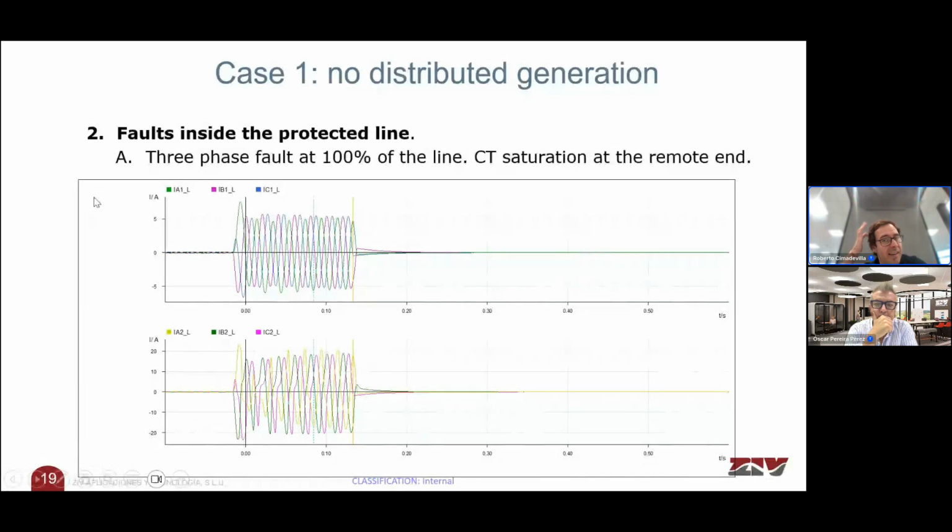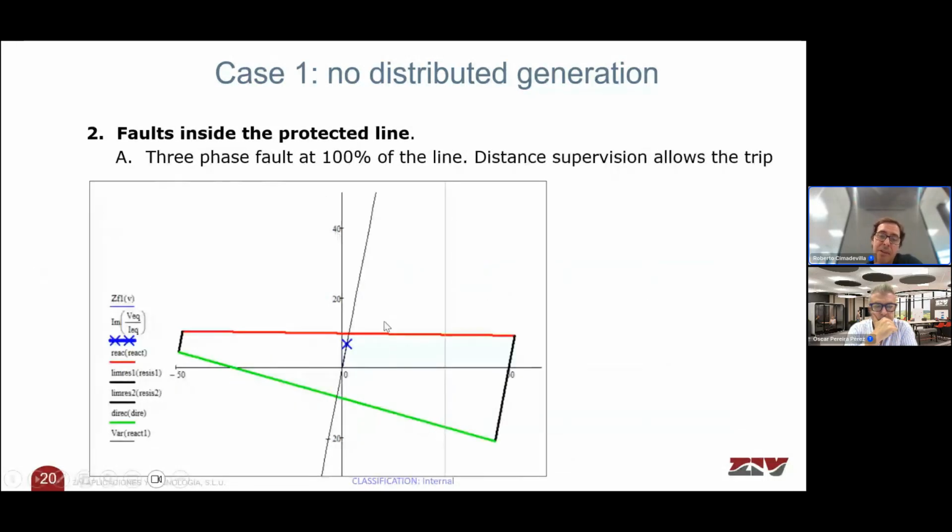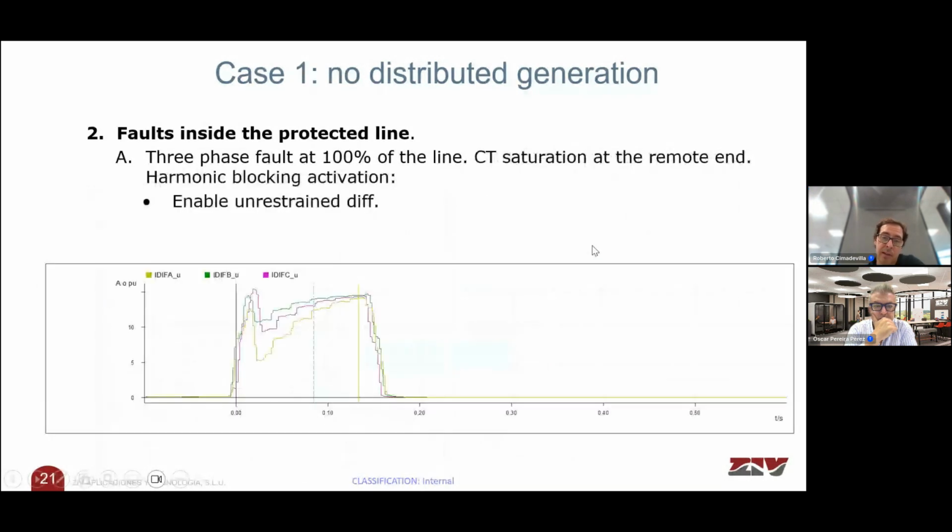Regarding faults inside the protected line, this is a three-phase fault at 100% of the line. We can see that there's CT saturation at the remote end. Regarding distance supervision, we can check that the distance unit zone 2 will operate for this fault, allowing the trip of the differential unit. But because of CT saturation at the remote end, as we will see before, harmonic blocking will activate. So we need to enable an unrestrained differential unit to trip this fault.